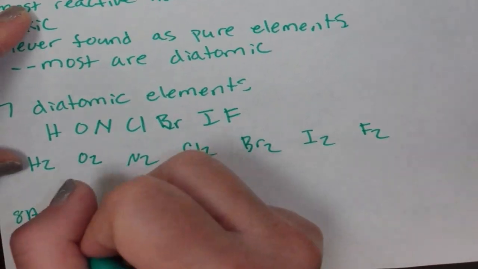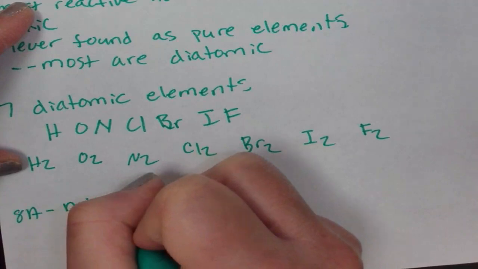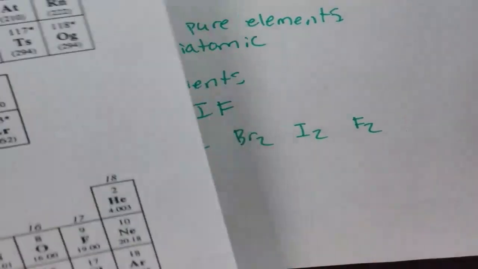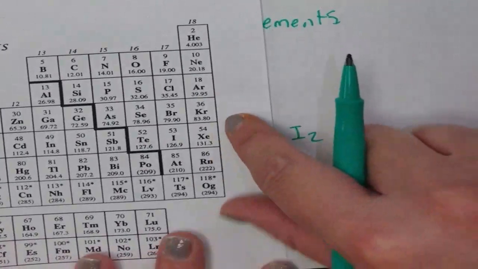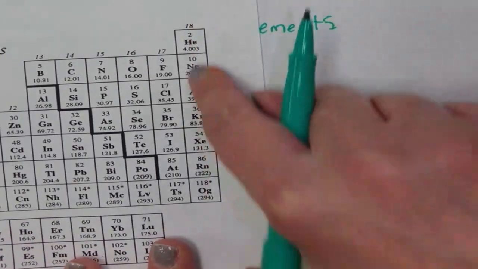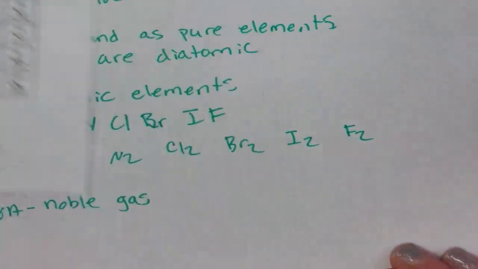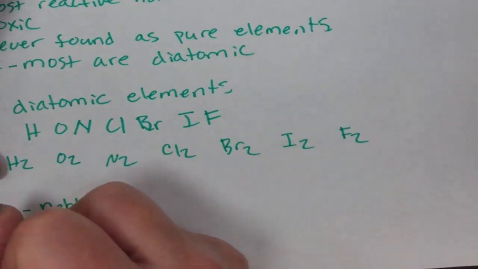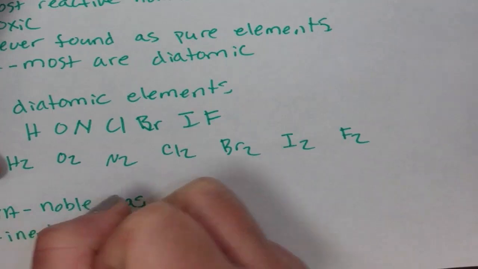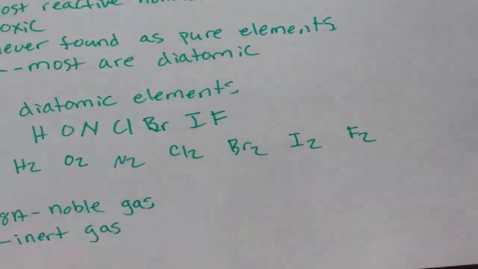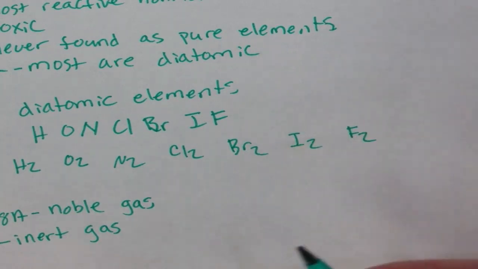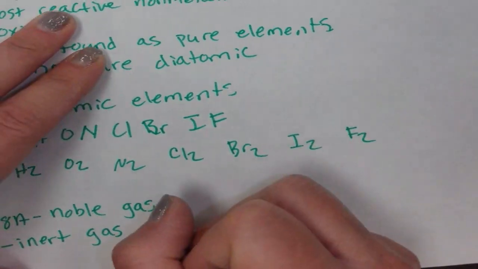All right, let's look at group 8A, the noble gases. The noble gases are group 8A, and that's going to be this very last column here. They are inert. And they are a gas. All right, they are found in the state of matter, a gas. That's why we call them a noble gas. So what does inert mean? Inert means they do not react.